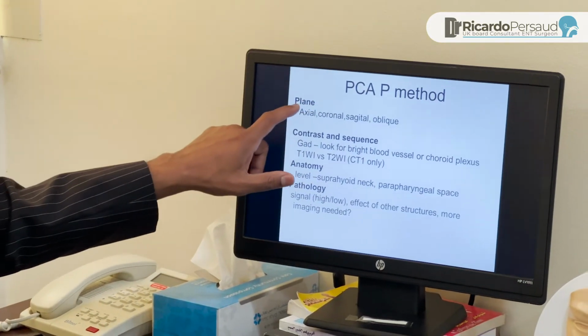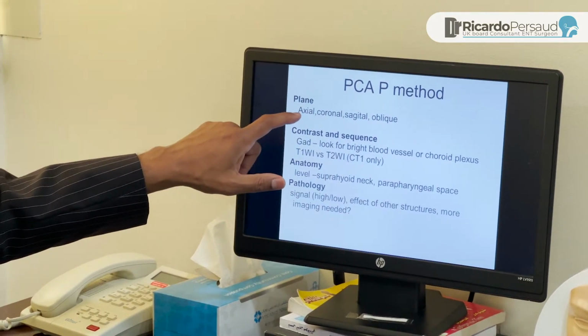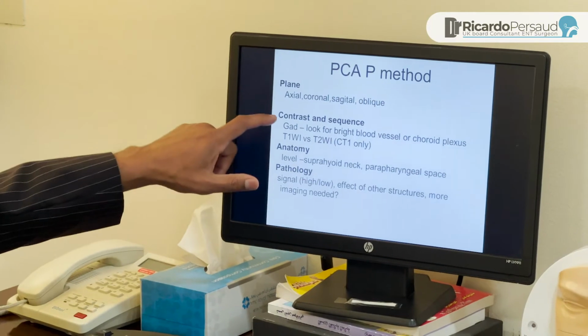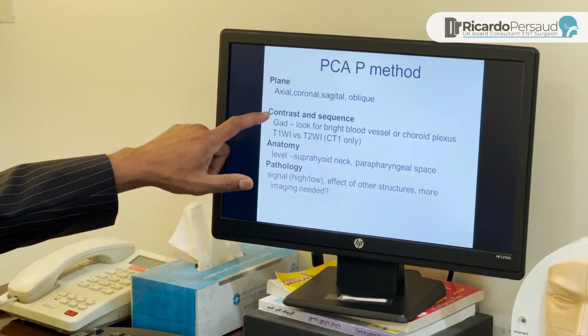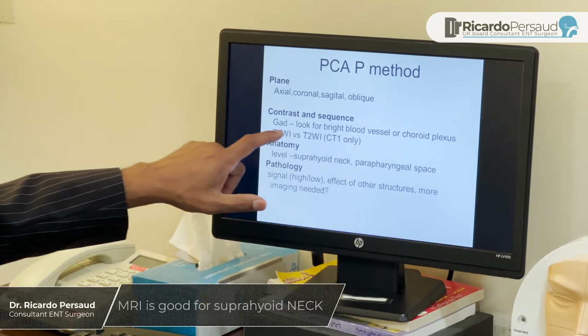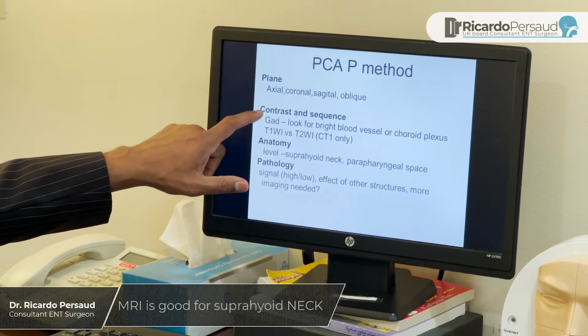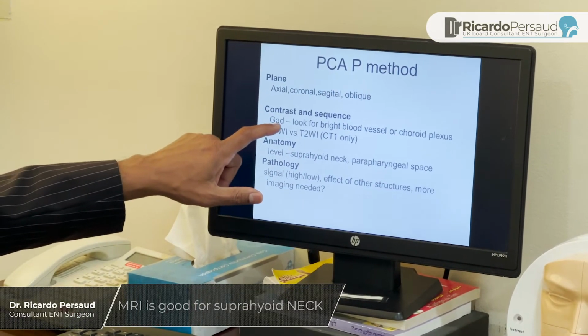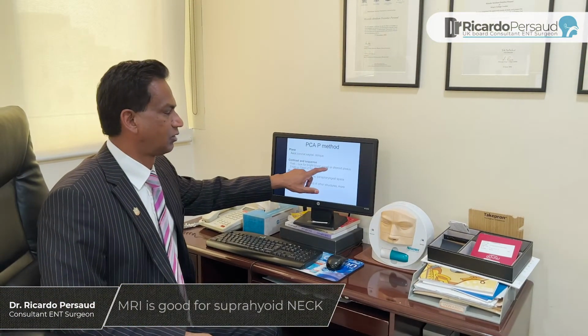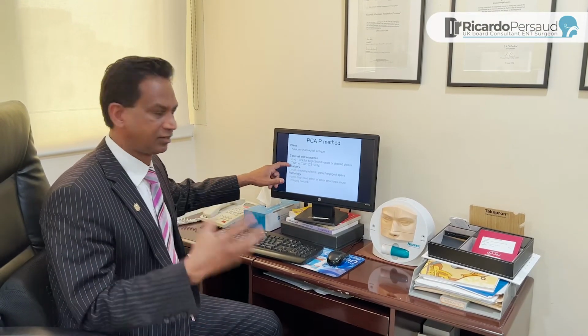So the first thing is the plane. Decide whether the scan is taken in an axial, coronal, sagittal, or oblique plane. Secondly, whether contrast is present, and we know contrast is only given in T1 weighted images. So if contrast is present, you comment on that, and you can easily find out if contrast is given by looking at the blood vessel or find some choroid plexus, if you can, and it's quite high signal.